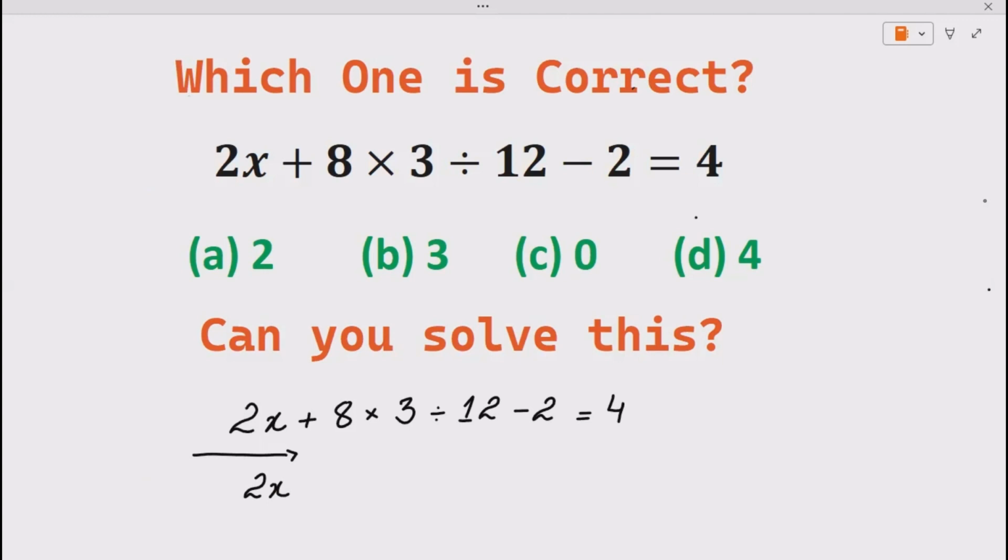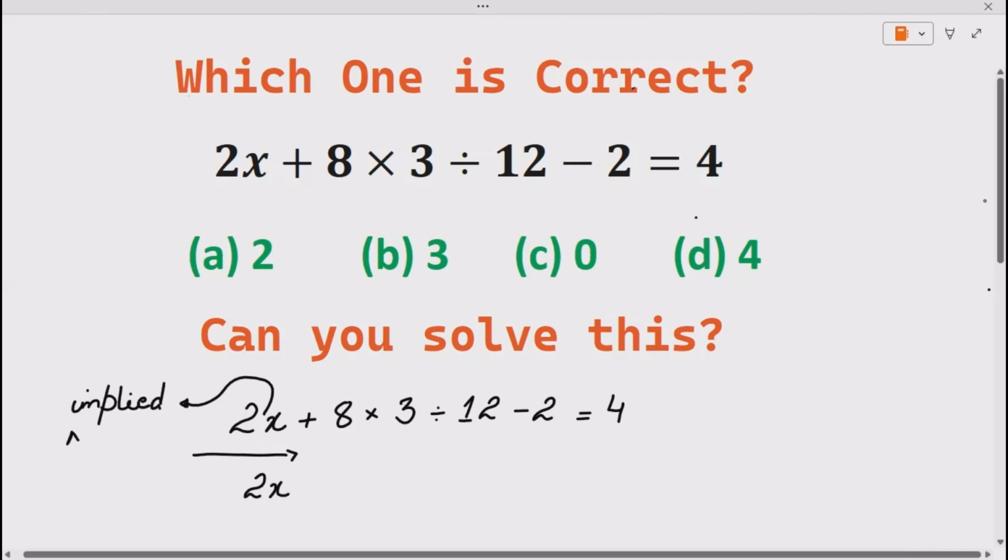When this is in an expression or equation, it is called implied multiplication. Implied multiplication means there is no sign of multiplication, but it is understood that if there is no sign between two things, two variables or two numbers, there is a multiplication between them. So 2x, i.e. 2 multiplied by x, remains as it is. We cannot multiply them because 2 is a number and x is a variable.